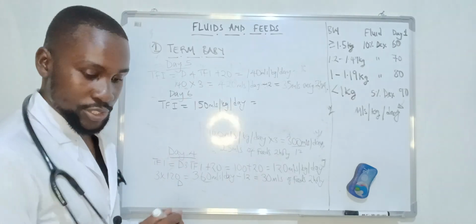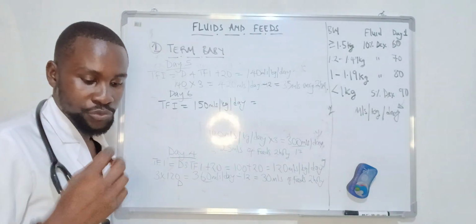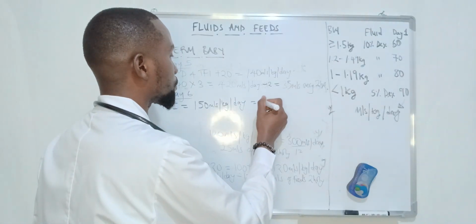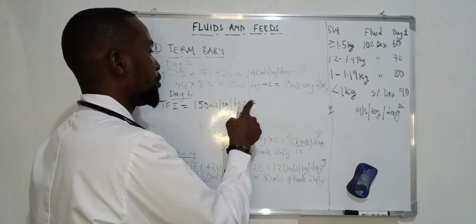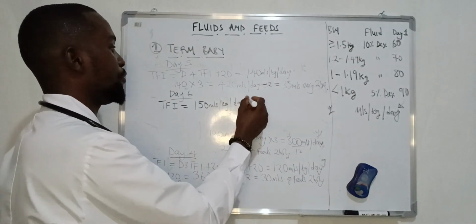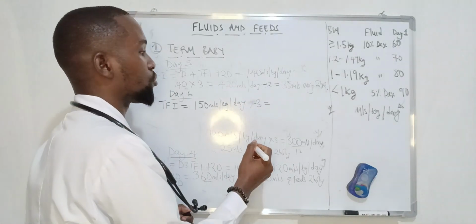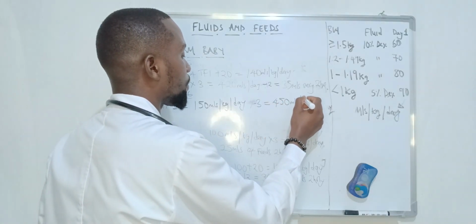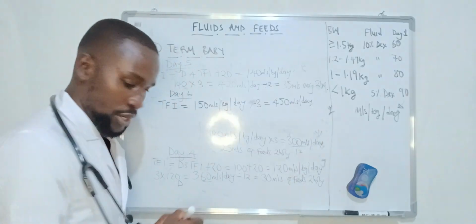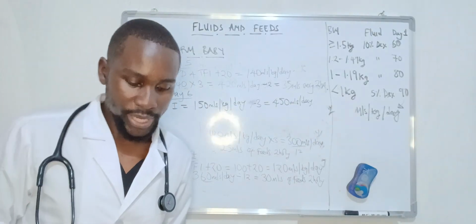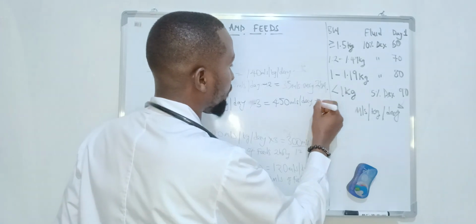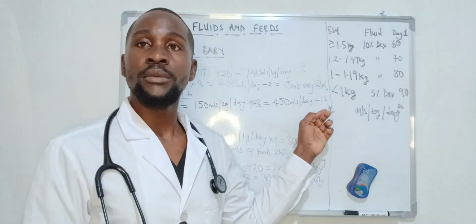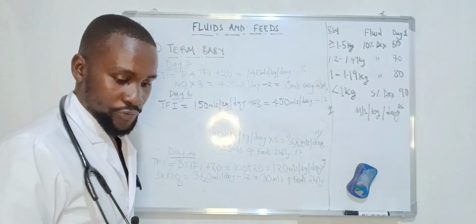And because the child is 3 kg, you are going to multiply the 150, so 150 multiplied by 3, which is going to give us 450 mils per day. So this child is going to receive 450 mils per day. And we divide this by 12 because we're feeding 2 hourly. So we're going to divide this 450 mils by 12.